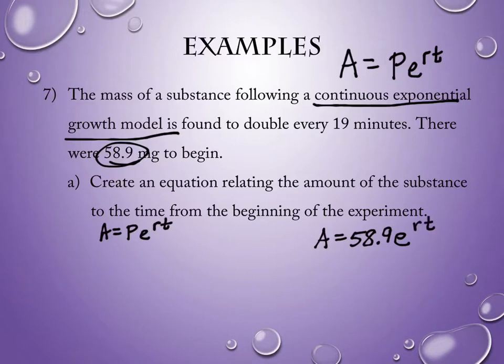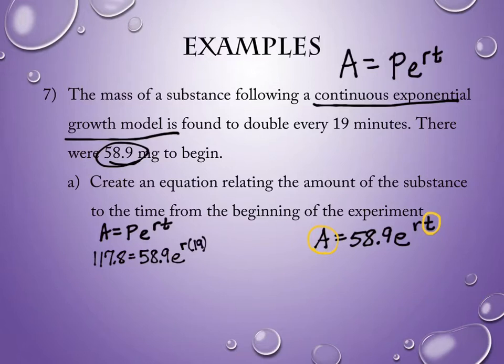It doesn't exactly tell us the time, but it does give us some information that relates the time to a specific amount. In particular, it tells us that after 19 minutes, the amount doubles. So if you take 58.9 and double it, you'll get 117.8. So what I know is that there's 117.8 after it started at 58.9, and that happens after 19 minutes.